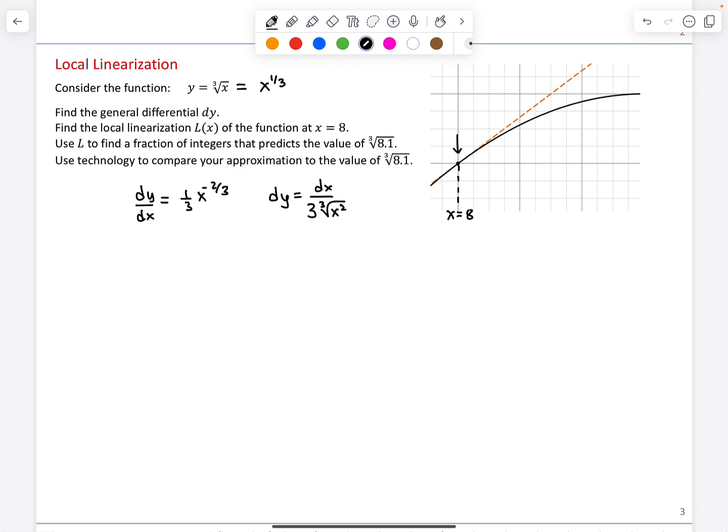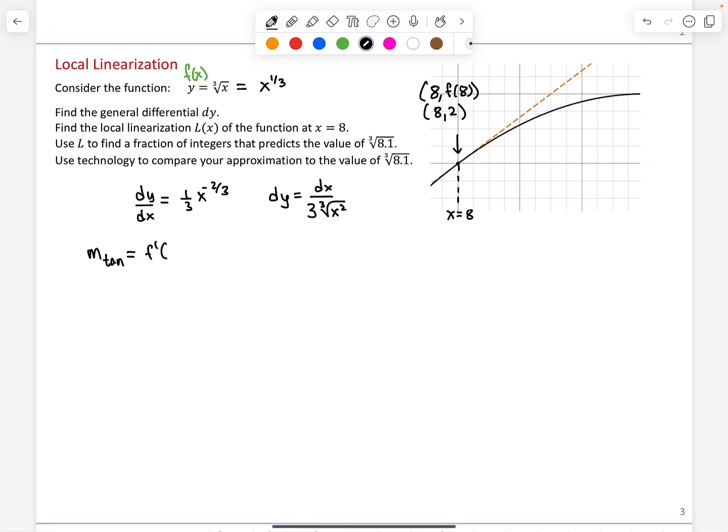Well, this point of tangency would therefore be (8, f(8)). And of course, we can think of this function y as f(x) and plug 8 into this function, and the cube root of 8 is just 2. So this point is (8, 2). Now 8 is a convenient choice to work with for this function because its cube root is a whole number. 7 would not be a convenient number to be working with here because the cube root of 7 is not as convenient. Next, we want to find the slope of this tangent line.